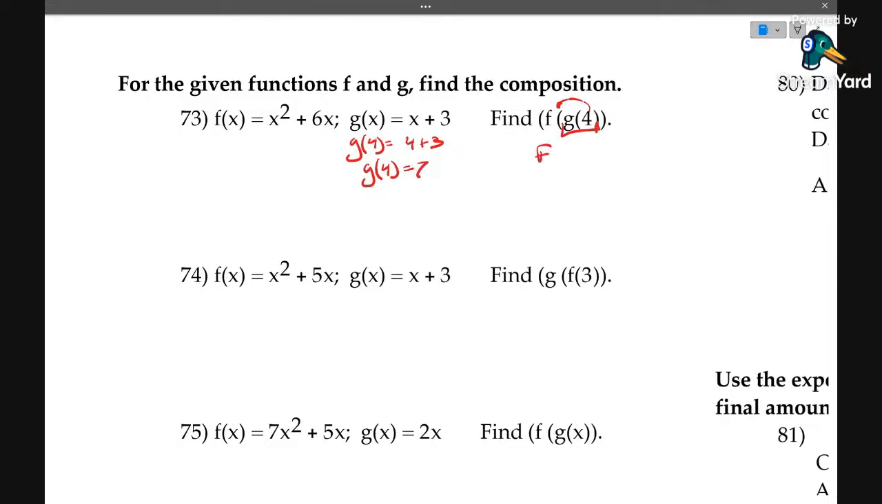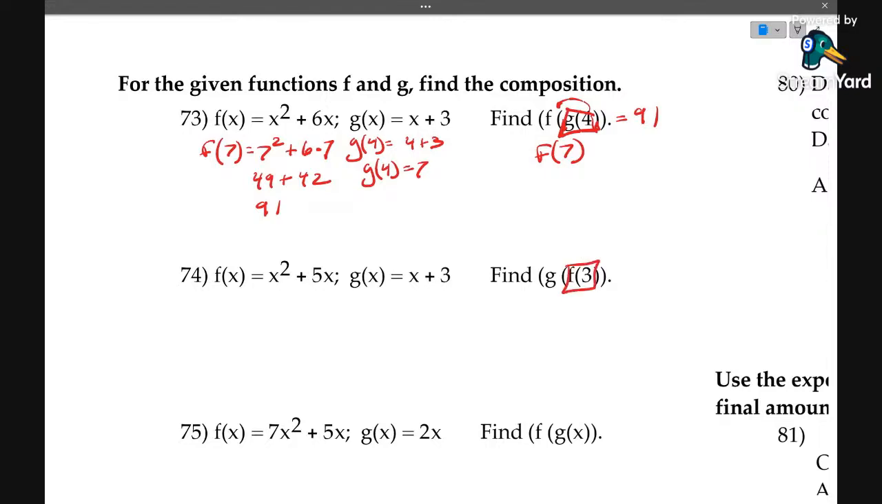That means we can then replace g of 4 with a 7 and now evaluate f of 7 to get our final result. 7 squared plus 6 times 7. So we've got 49 plus 42, which gives us 91. So the result of the composition is 91.